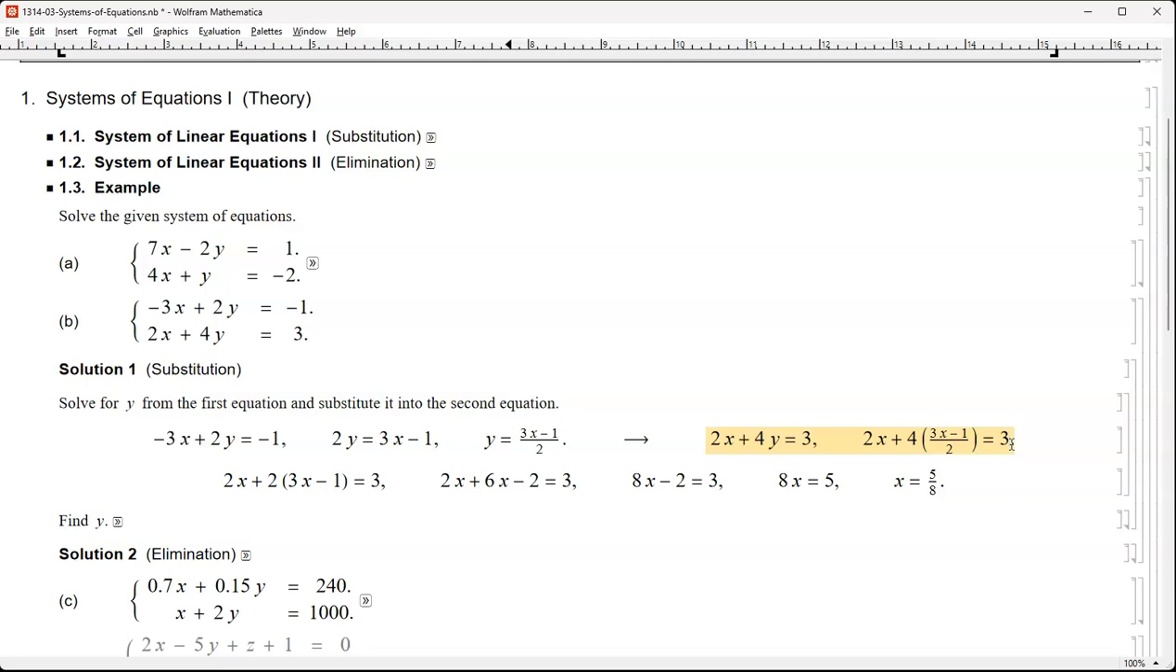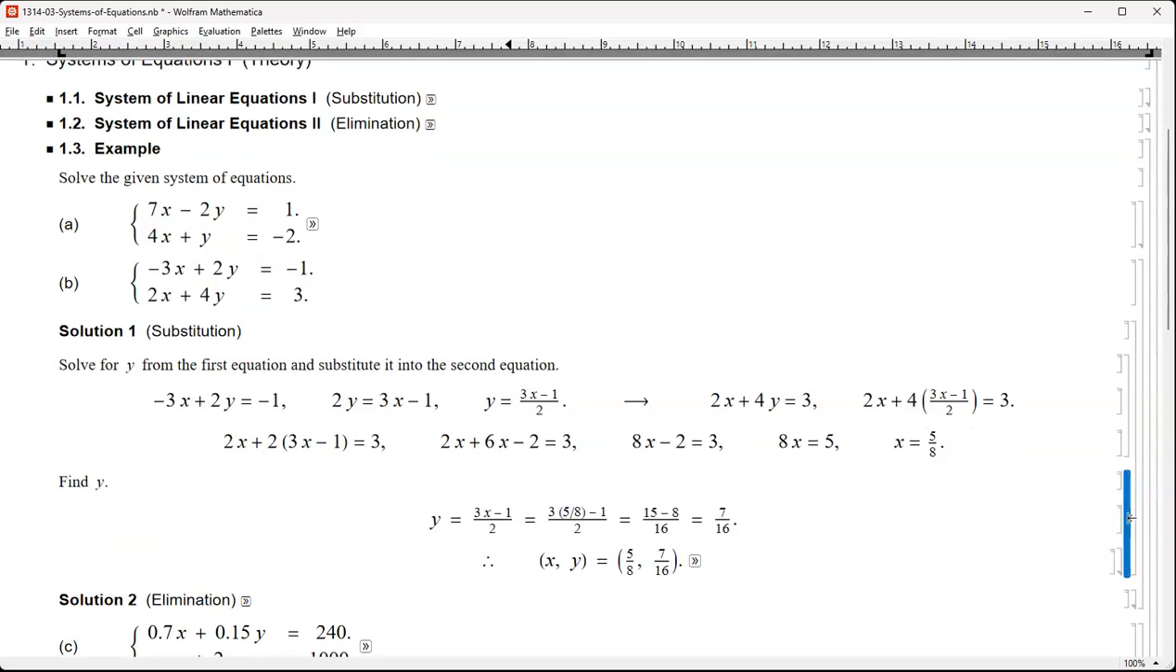And then remove the denominator by multiplying 2 to everything. And then break up the parentheses, take the like terms together, simplify. Eventually I'm getting 5/8. Okay, that was easy. And then find y. Just put in 5/8 right here in place of x, and then run your calculator. Same answer as expected, 7/16.